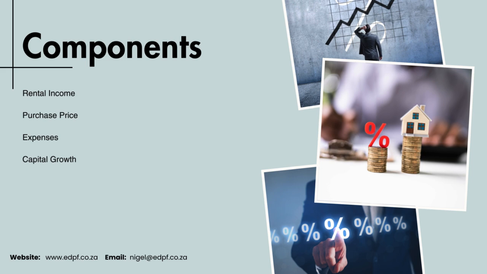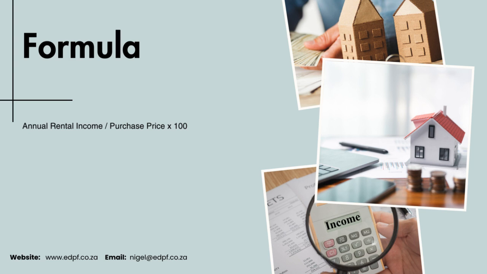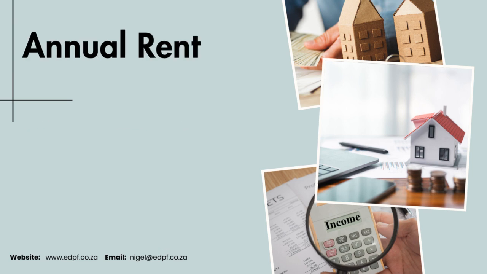So let's explore the formula for the back of the cigarette box calculation, which is quite simple. Here's how it works. You first determine the annual rental income from the property. Next, you identify the purchase price. Divide the annual rental income by the purchase price, then multiply that result by 100 to get the rental yield percentage. Let's break this down.